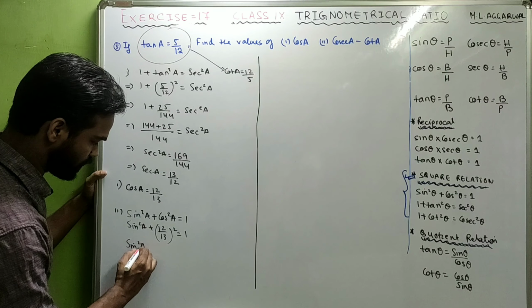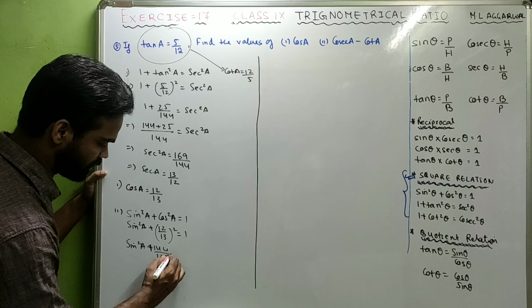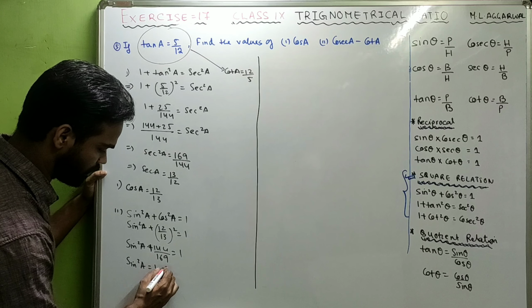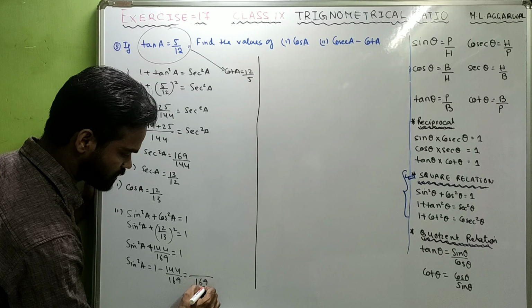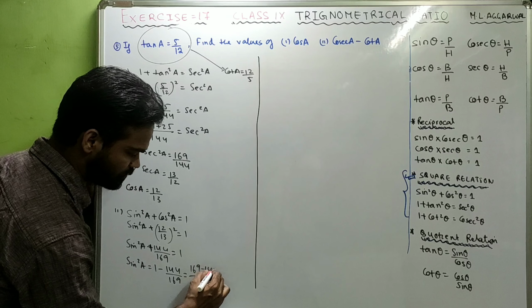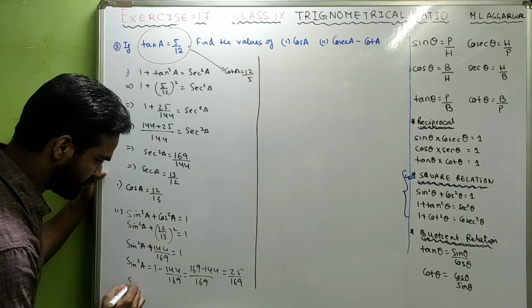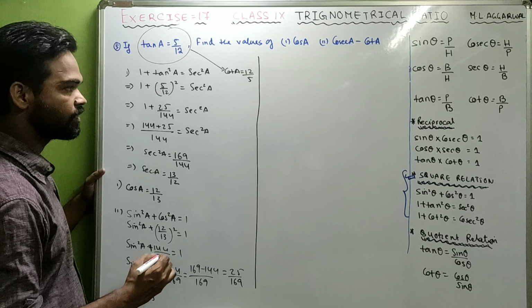That's sine square A plus 144 by 169 equals 1. That's sine square A equals 1 minus 144 by 169. That's 169 taken LCM. I'll keep solving it. 25 by 169, which means sine A will be 5 by 13. Done.